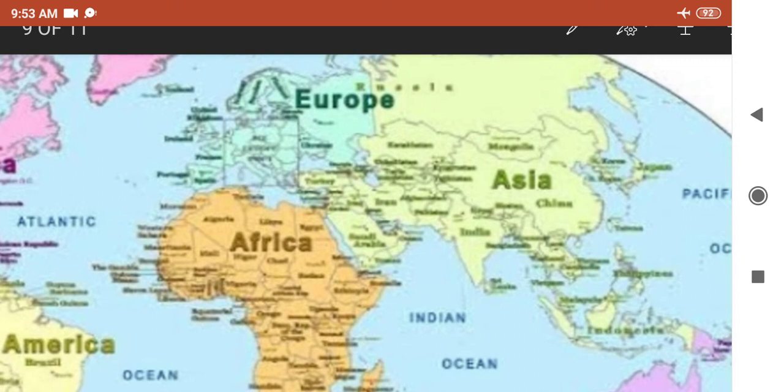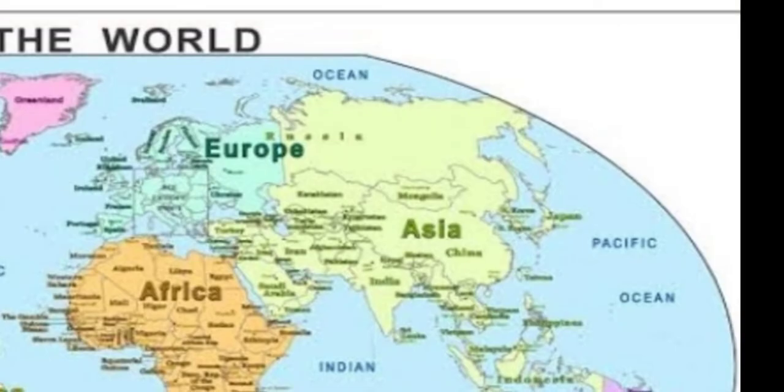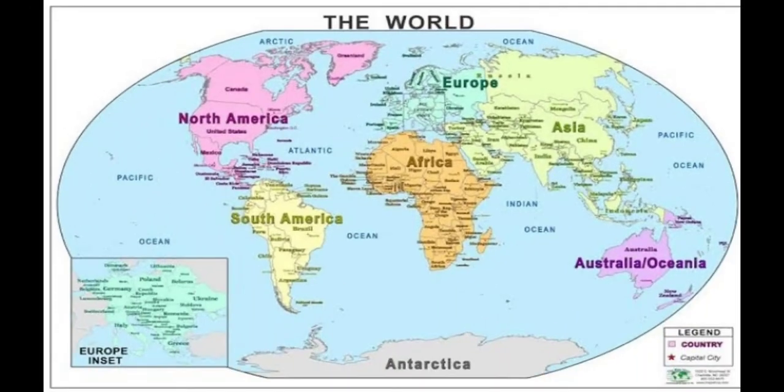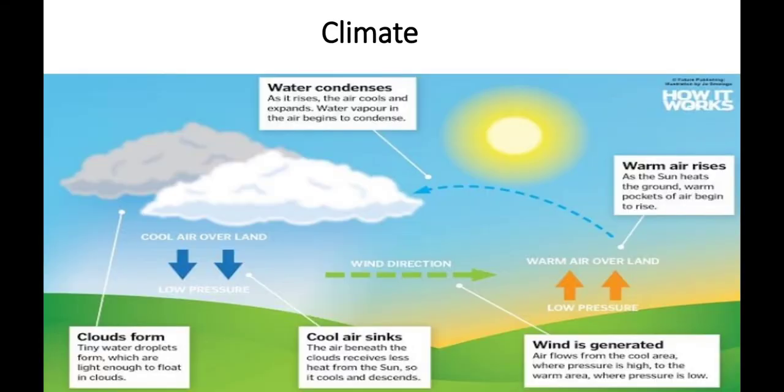Next point is climate. As the region lies along the equator, the sun's rays are direct throughout the year, and that's why the climate is very hot. There is very little temperature variation, and it is more or less the same all year round. Air temperature varies between 30 to 35 degrees Celsius, and there is no winter season.